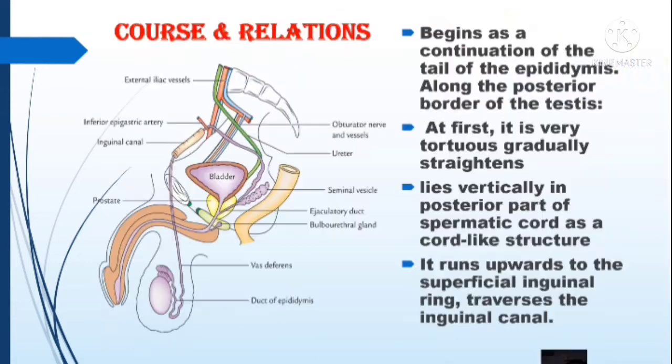Coming to the course and relations of the vas deferens, it begins as the continuation of the tail of the epididymis along the posterior border of the testis. At first it is very tortuous and gradually it straightens on the posterior aspect of the testis. It lies vertically in the posterior part of the spermatic cord as a cord-like structure. It runs upwards to the superficial inguinal ring and traverses the inguinal canal.